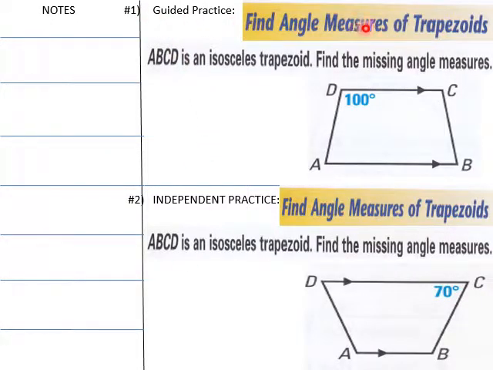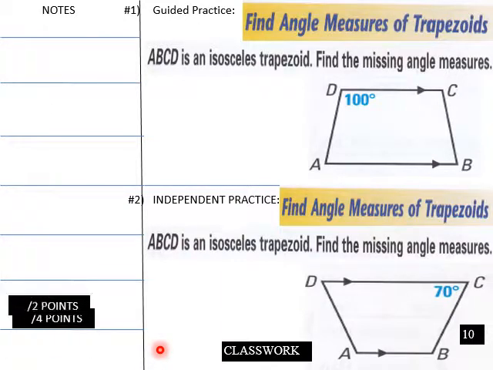Okay, got to practice. Find angle measures here. ABCD, isosceles trapezoid. Same thing for you students. Teachers, give everybody 4 minutes on this one.